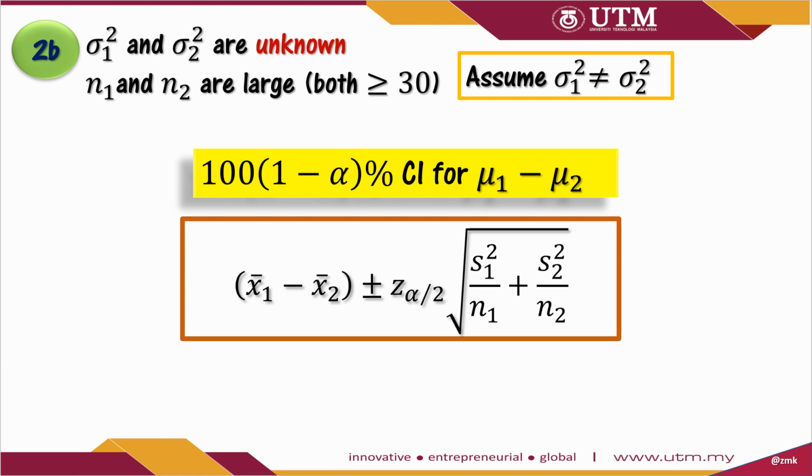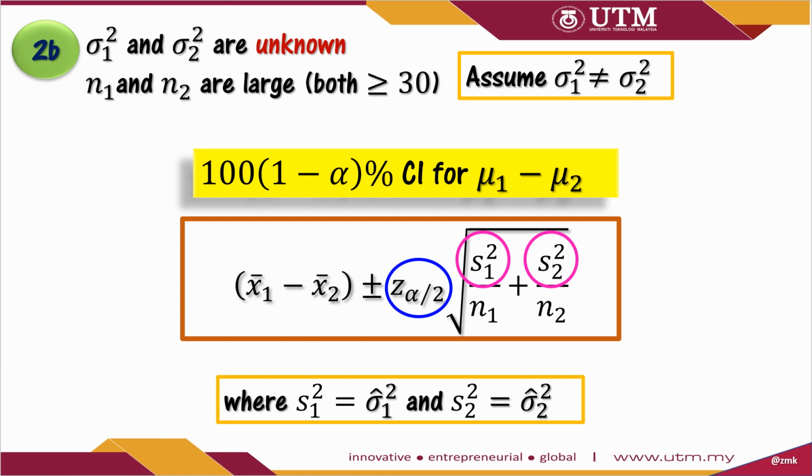plus minus the margin of error defined by the product of the z-score, which is z alpha over 2, and the estimated standard error of the sampling distribution of the difference between two means given by the square root of s1 squared over n1 plus s2 squared over n2. In this case, 2b, s1 squared and s2 squared are used to estimate the unknown population variances sigma 1 squared and sigma 2 squared respectively, where the two unknown population variances are assumed to be unequal.